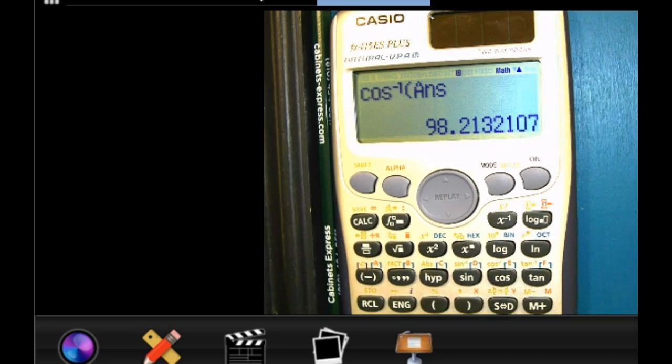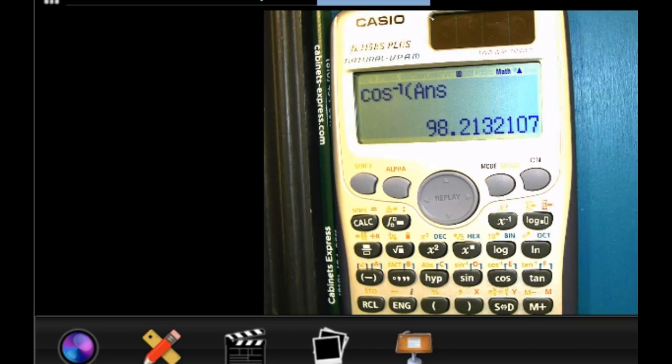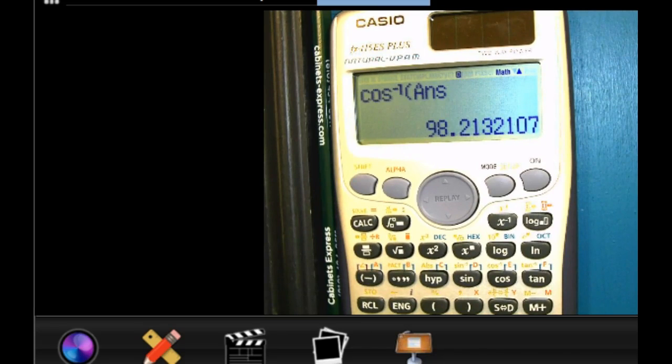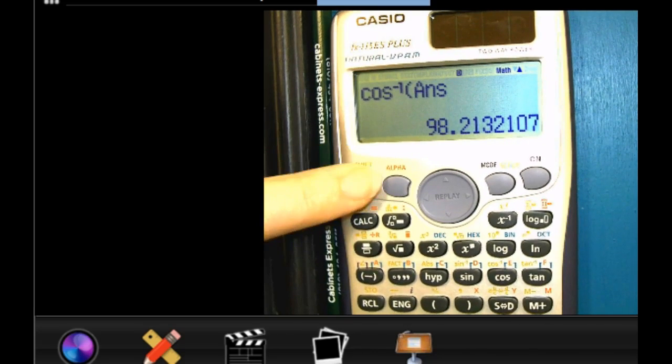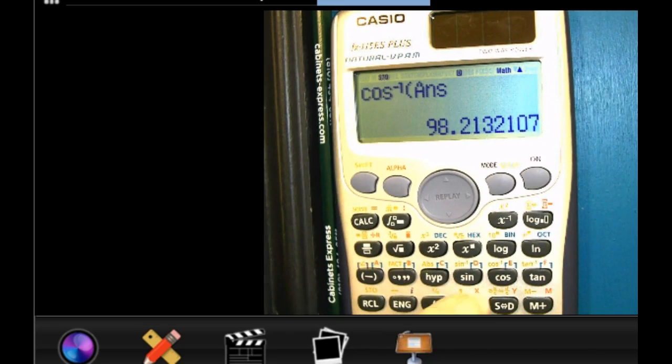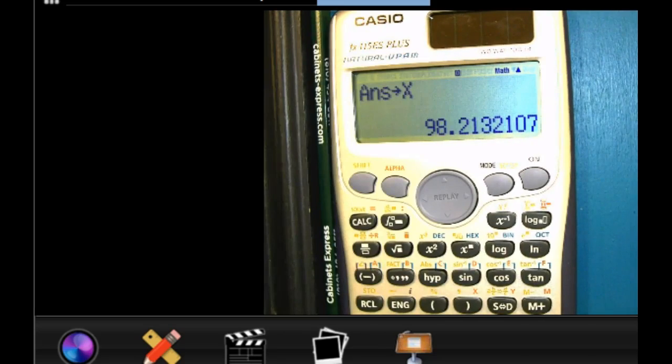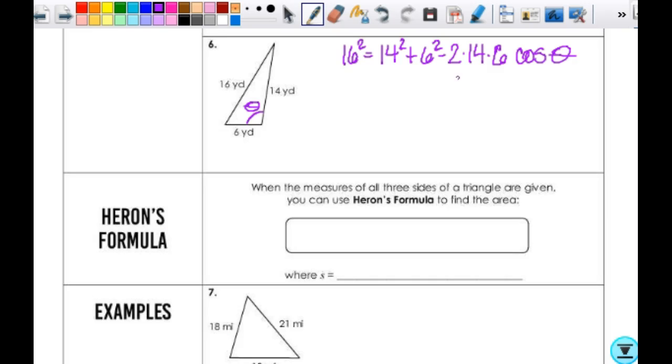So now I have my angle. And I want to store that angle, because you can manipulate this a lot of times where you don't necessarily have to store, but then if you have to hit clear and you start over, it's just frustrating. So we're going to store that. I'll store it in x, even though I called it theta, because I can't store it in theta. So I get that theta equals x, which was 98 something. So I've got that angle now. Okay.